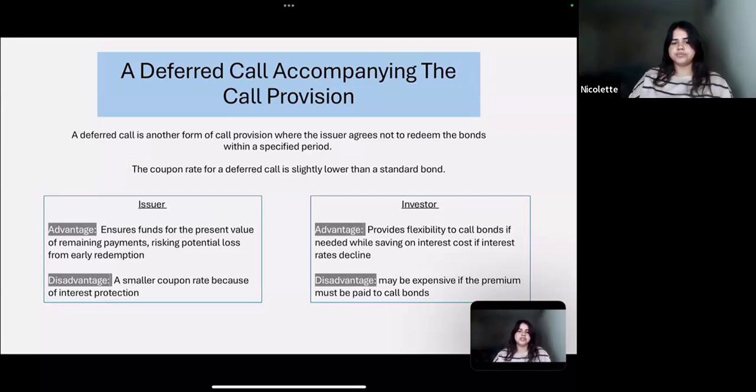For the investor, some advantages would be it provides flexibility to call bonds if needed while saving on interest costs as interest rates decline. A disadvantage is that it may be expensive if a premium must be paid to call bonds. There is a chance the bonds will be called after the deferment period, which brings reinvestment risk.